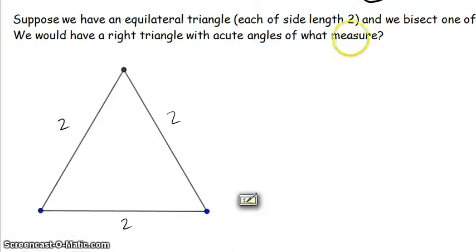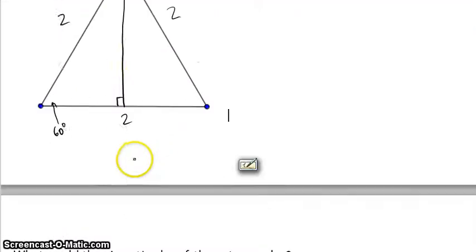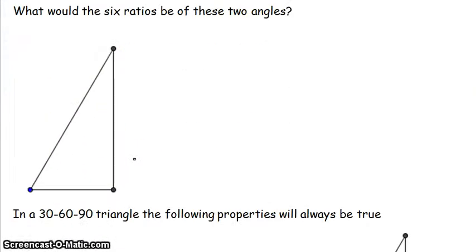Let's suppose we bisect one of the sides. We would have a right triangle with acute angles of what measure? Well, if I bisect this and make that a right angle, this is still going to be 60 degrees. Knowing properties of triangles, this bisected angle has to be 30. So right now we have a 30 degree angle, a 60 degree angle, and a 90 degree angle.